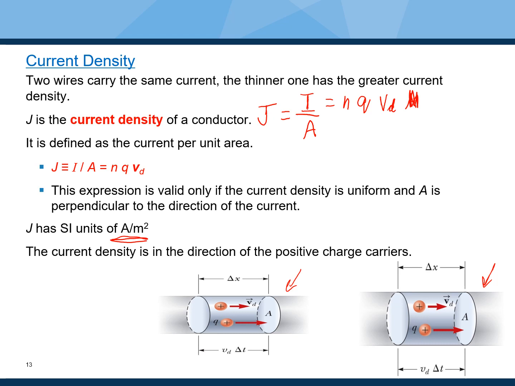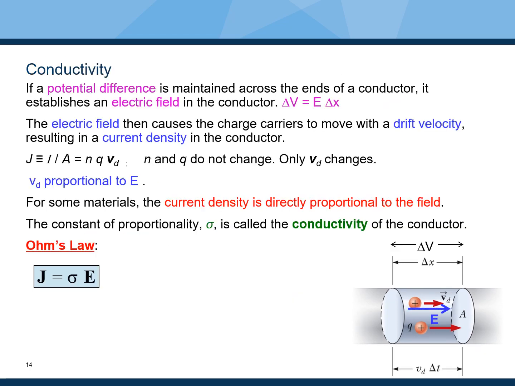The current is measured in amps, so the units of current density is in fact amps per meter squared. So with this understanding, we realize that current density J is actually equal to the number density of charge carriers, the charge on each of those charge carriers, times the drift velocity. Now, the interesting thing is that we can actually relate the drift velocity to the externally impressed electric field.